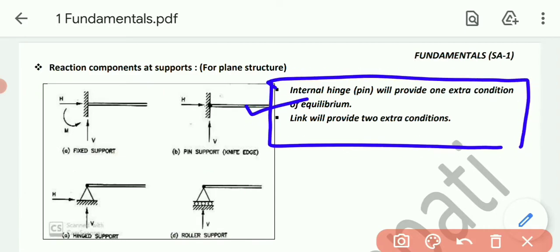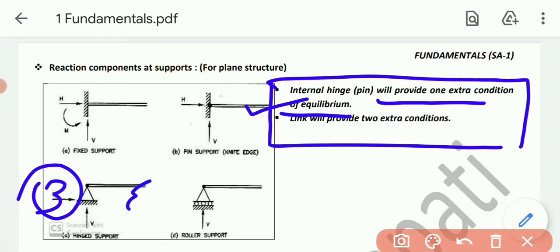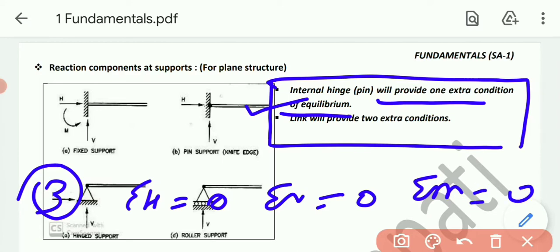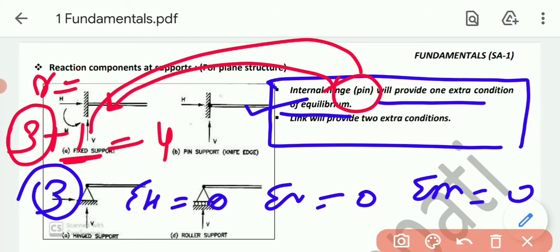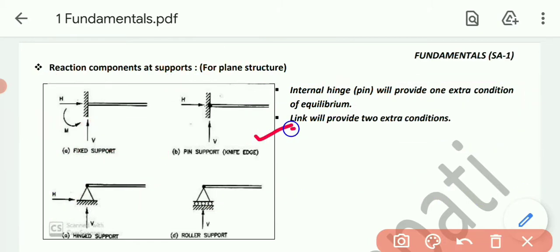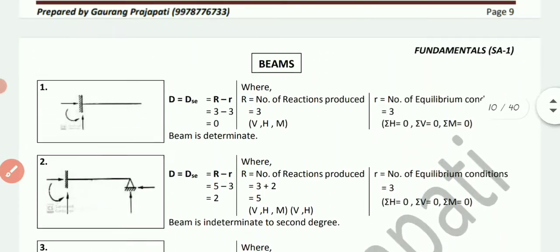An internal hinge or pin will provide one extra condition of equilibrium. Usually there are 3 conditions: sigma H equals 0, sigma V equals 0 and sigma M equals 0. But whenever a pin is there in the structure, it will provide one extra condition. So this time small r's value will be 4, that is, the 3 equilibrium equations plus one extra condition because of the pin. While if a link is there, then the link will provide 2 extra conditions. So let's solve these structures.